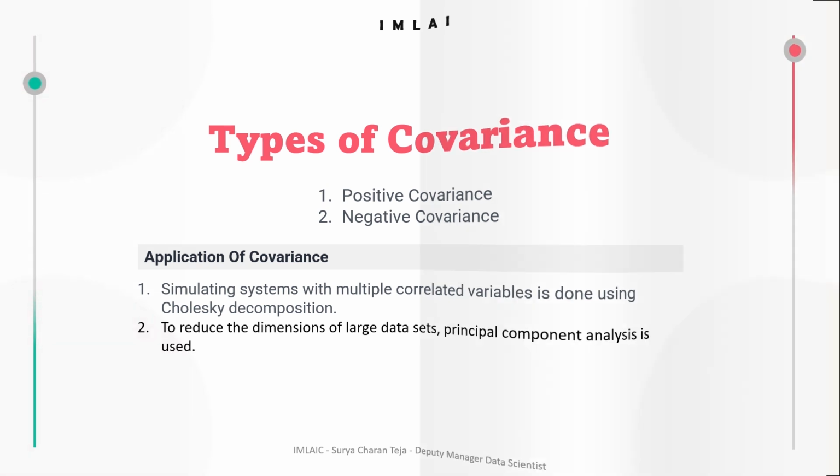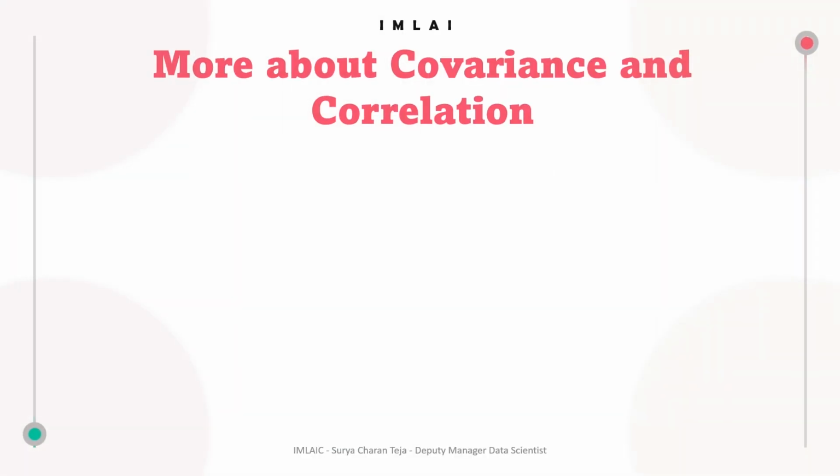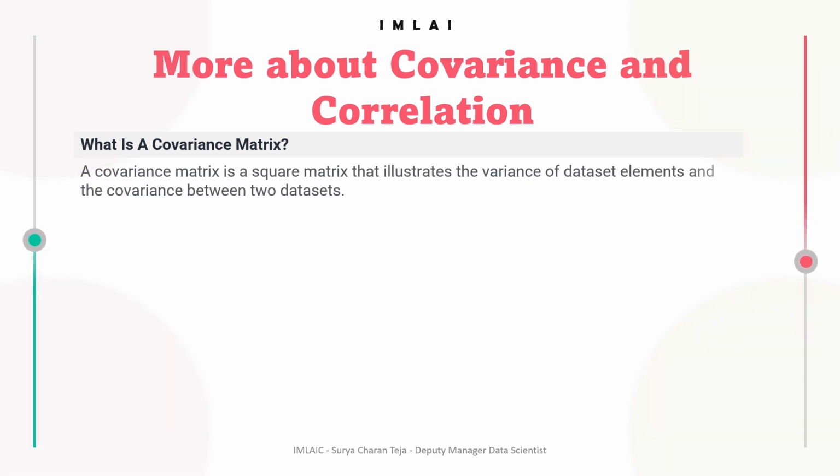So now the question arises, what is a covariance matrix? A covariance matrix is a square matrix that illustrates the variance of the dataset elements and the covariance between two datasets. Variance is a measure of dispersion, defined as the data spread from the provided dataset's mean. Covariance between two variables is calculated and used to measure how the two variables fluctuate together.